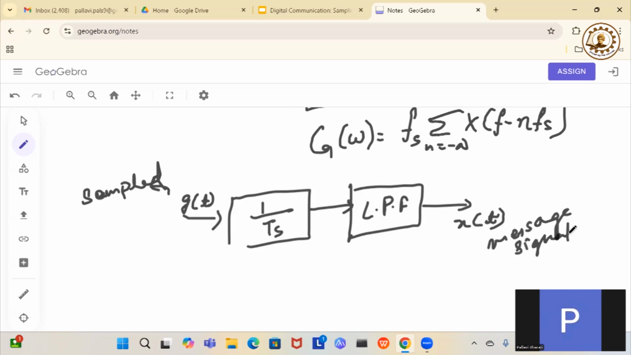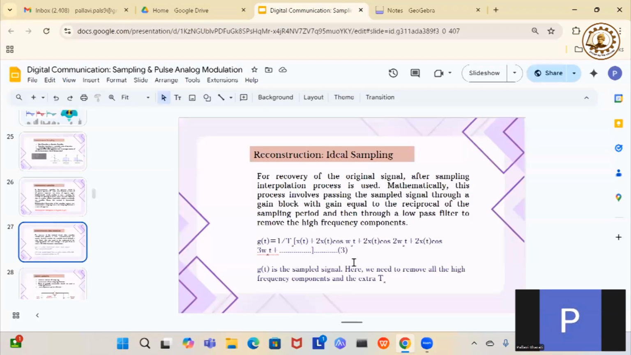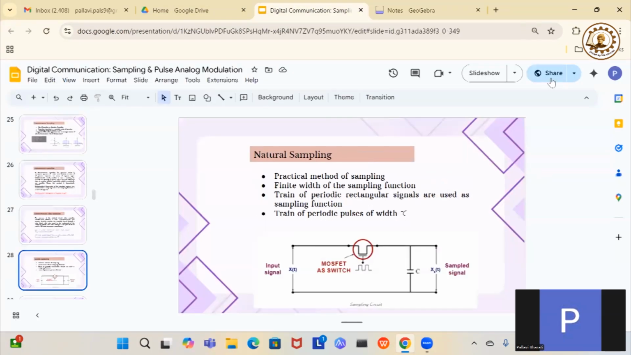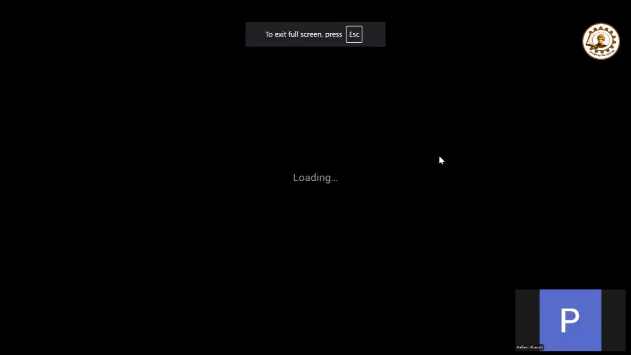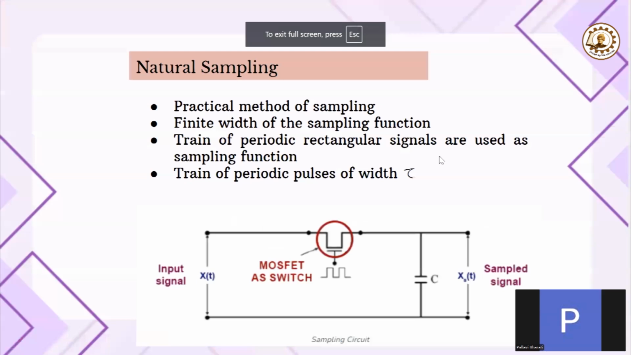Okay, now let's move to the next one, that is natural sampling. In case of natural sampling, this is a practical method of sampling. Finite width of the sampling function. So rectangular pulses are used. A train of periodic rectangular signals is used as the sampling function, a train of periodic pulses of width tau.